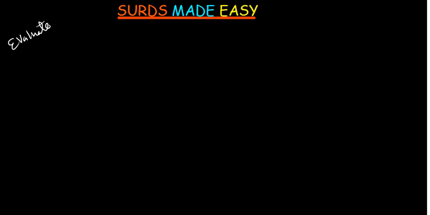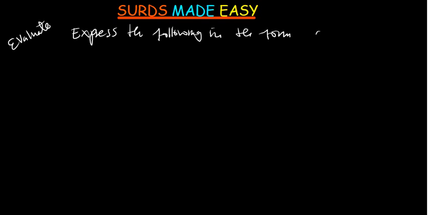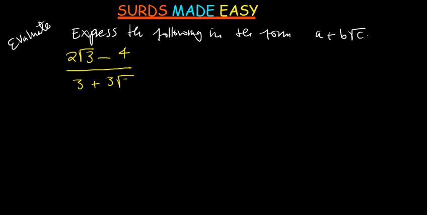Okay, so let's look at another one. Express the following in the form a plus b root c. So that's the form in which we want to express. And the first one, 2 square root of 3 minus 4, divided by 3 plus 3 square root of 3. So we want to express this one in this form.